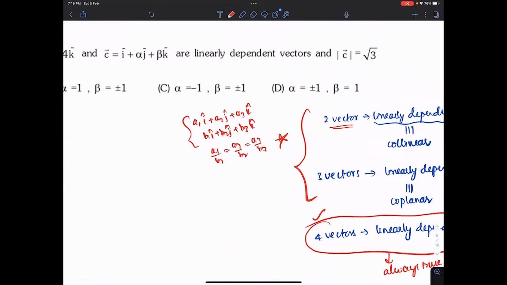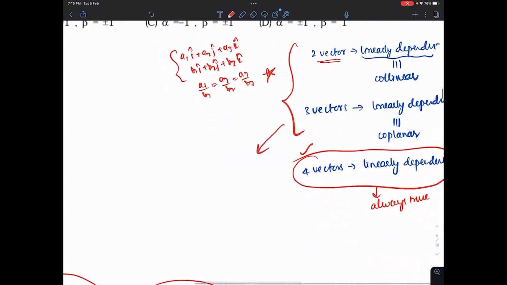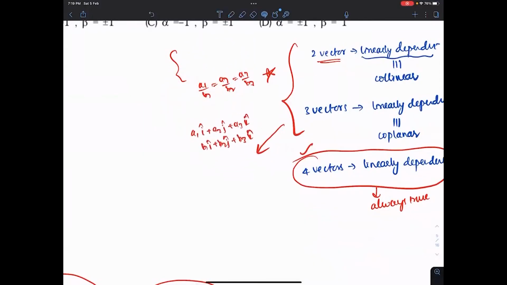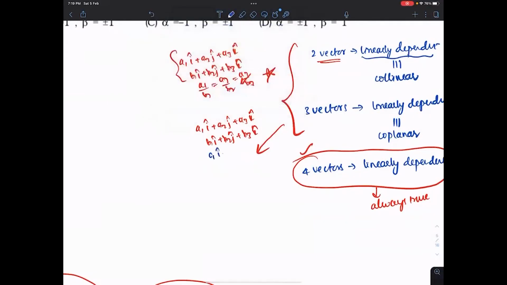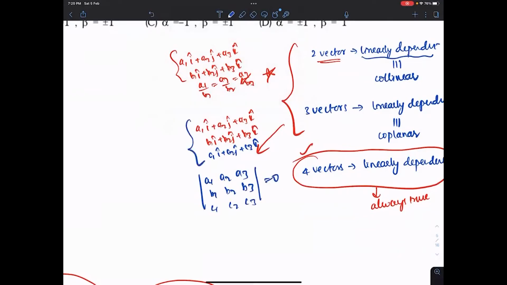Same way, if three vectors are linearly dependent, that means, when three vectors are given, with one more vector c1 i plus c2 j plus c3 k, then det of a1, a2, a3, b1, b2, b3, c1, c2, c3 must be 0. Or if three vectors are coplanar, this is the condition.